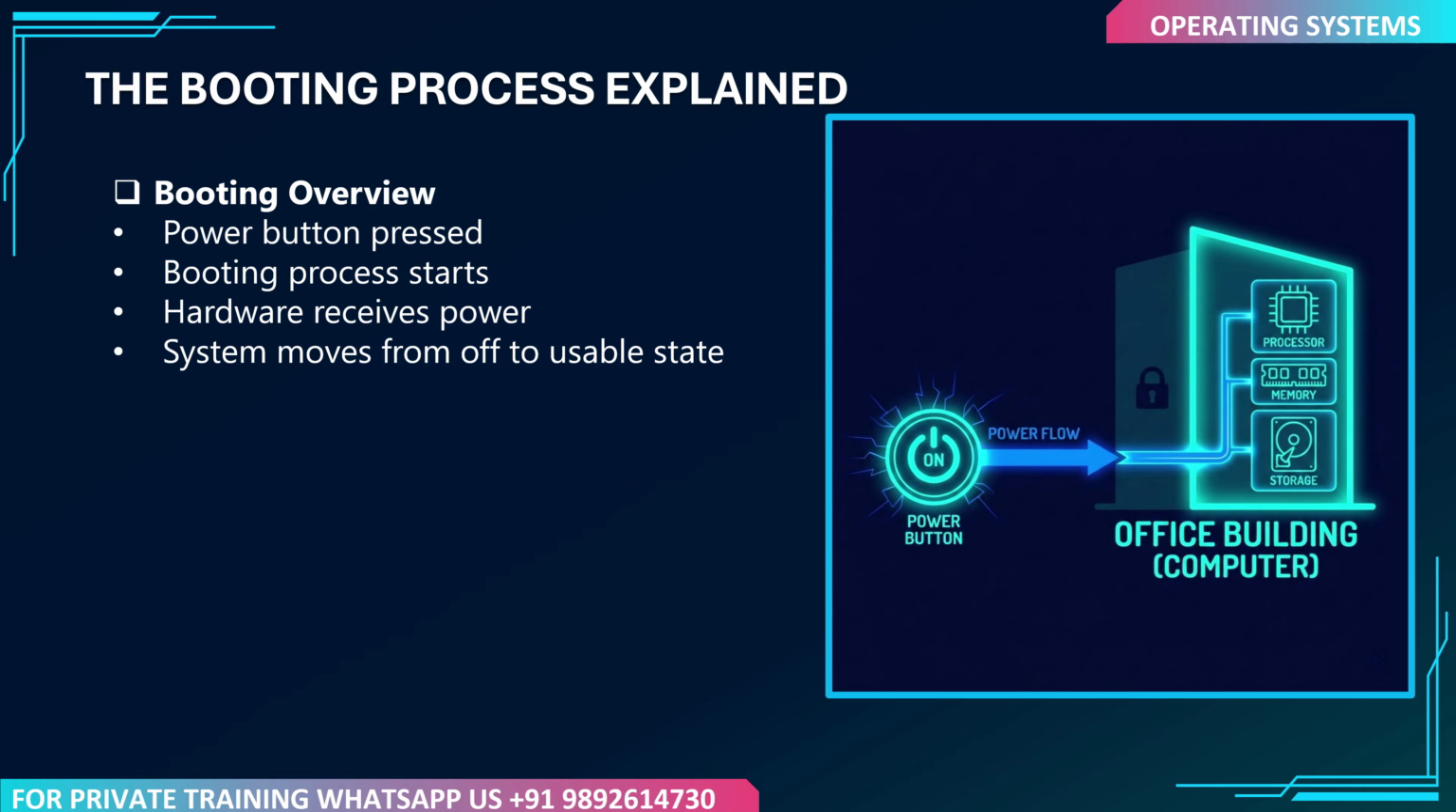and ready for you. To understand this clearly, imagine your computer as an office building that is completely shut down at night. No lights, no staff, no activity. Pressing the power button is like unlocking the main gate and switching on the electricity. Power starts flowing to the processor, memory, storage devices, and other hardware components.